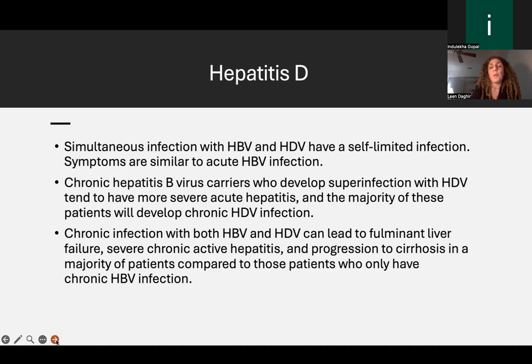Chronic infection with both hepatitis B and D can lead to fulminant liver failure, severe chronic active hepatitis, and progression to cirrhosis in a majority of patients, compared to those patients who only have chronic hepatitis B infection. So this is, again, one of the testable points. If you ask me for test questions, hepatitis is very difficult. In this scenario, they will want you to know that superinfection can cause fulminant liver failure, which is possibly something that can be tested.